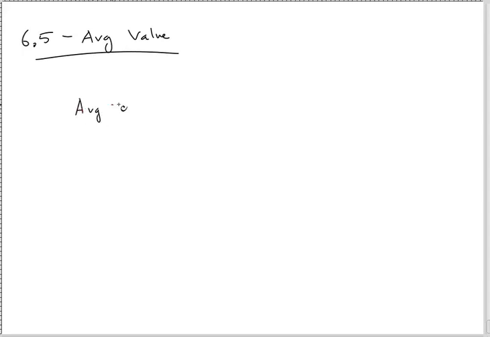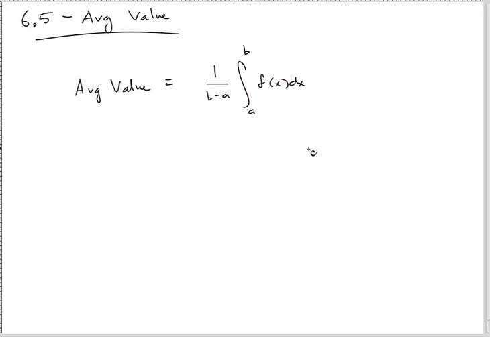Let me go ahead and give you the formula right now. I've got 1 over b minus a, integral from a to b of f of x dx. There's your formula, and we're going to encounter the mean value theorem here later as well. I think that's what it's called, but it's really not too big of a deal. We're going to do it. It'll be great. So are you ready for some integrals?